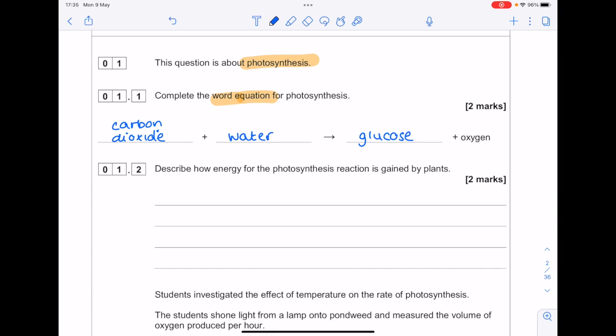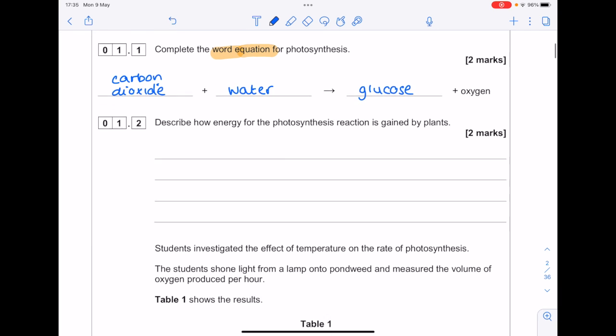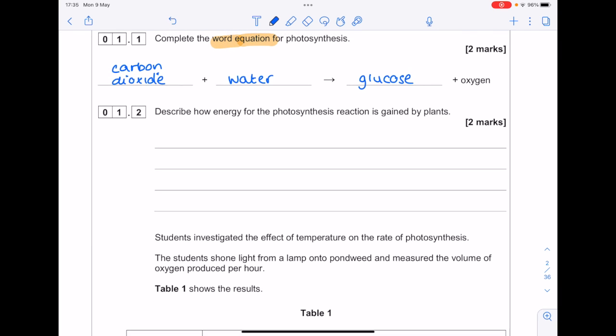Describe how energy for the photosynthesis reaction is gained by plants. So we know that that type of energy is light energy. So where do they absorb that light energy? Well, it's by their chloroplasts. So there's a mark for mentioning light and a mark for mentioning chloroplasts or chlorophyll.